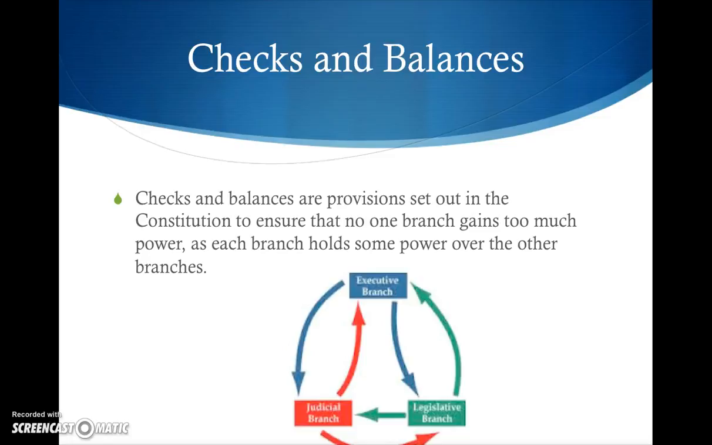For instance, like the diagram you see below, each branch has power to keep the other two branches in check, basically creating a never-ending cycle where, if carried out properly, the three branches hold the same amount of power while also holding the same amount of power over each other.